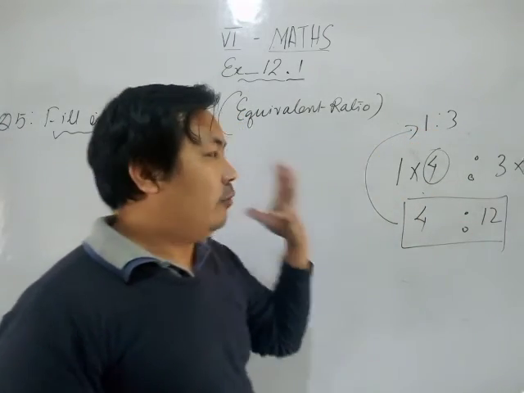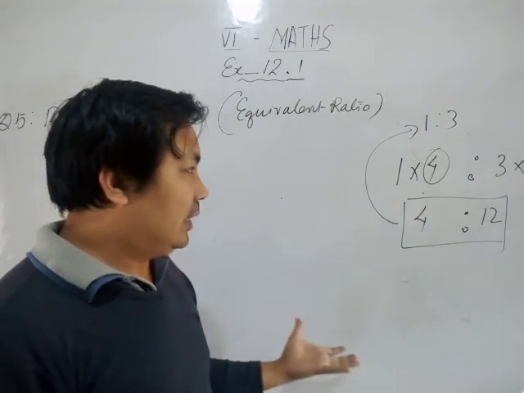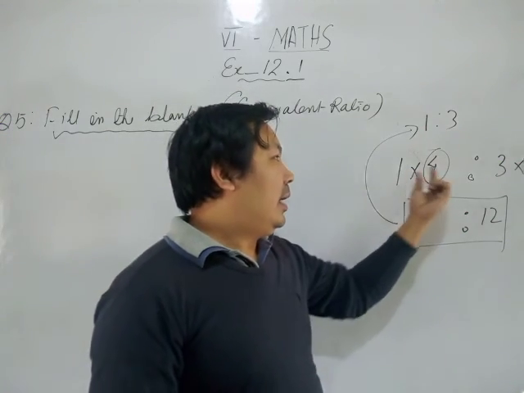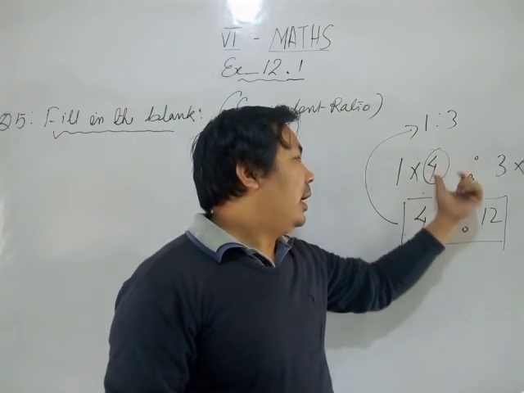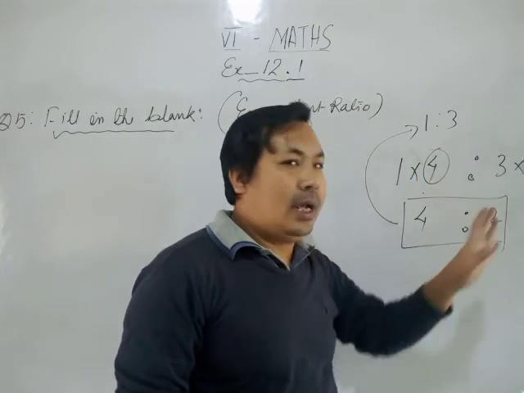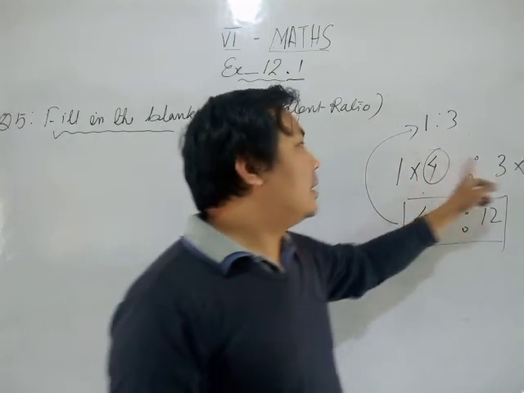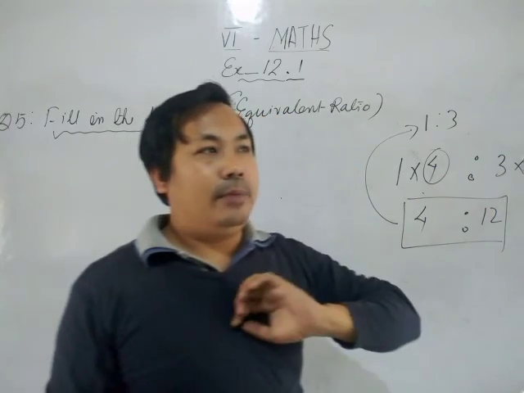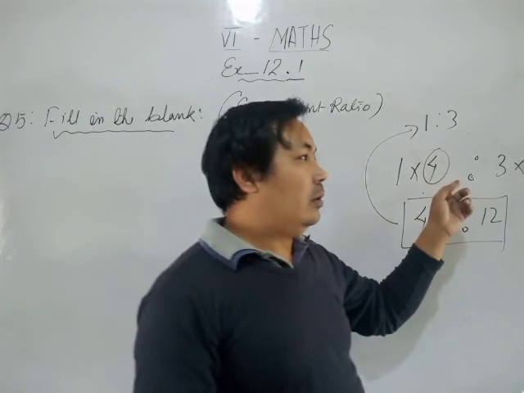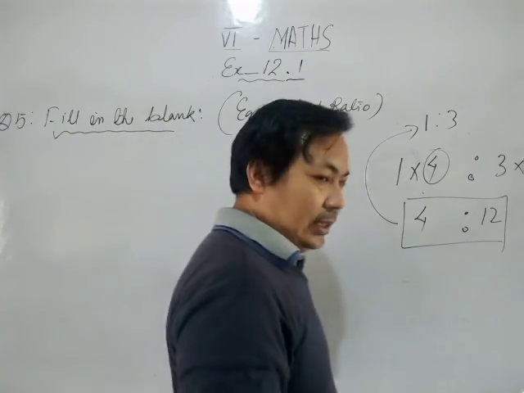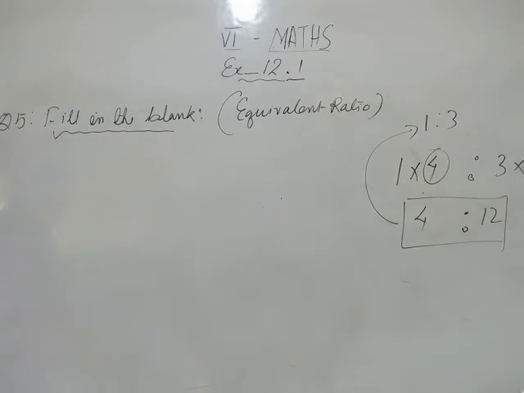So you have to know that they are equivalent ratios. How can we get the equivalent ratio? We multiply both numbers by a common number. 4 is the common number, the same number. So if we multiply the same number to the given ratio, then we get the equivalent ratio. Okay. Now let's go to the question.